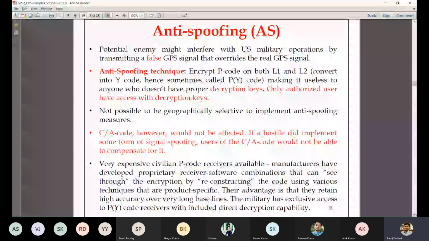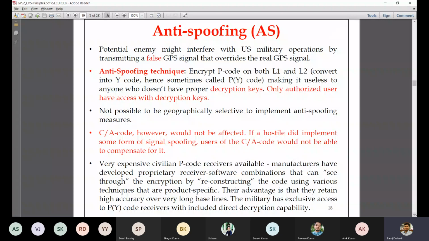So what about the anti-spoofing? A potential enemy might interfere with US military operations by transmitting a false GPS signal that overwrites the real GPS signal. That may happen. Overwrite means that it will appear as a true GPS signal. In fact, it is a false signal.